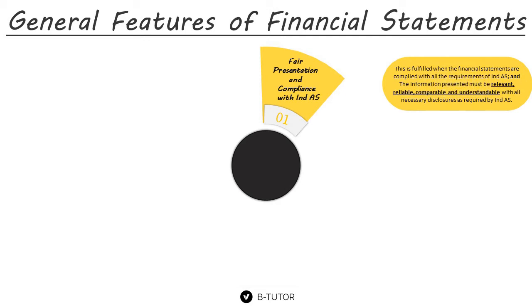Our fourth topic, general features of financial statements. First feature, fair presentation and compliance with Ind AS. This feature is fulfilled when the financial statements comply with all the requirements of Ind AS and the information presented must be relevant, reliable, comparable and understandable. These are qualitative characteristics of a financial statement, with all necessary disclosures as required by Ind AS.